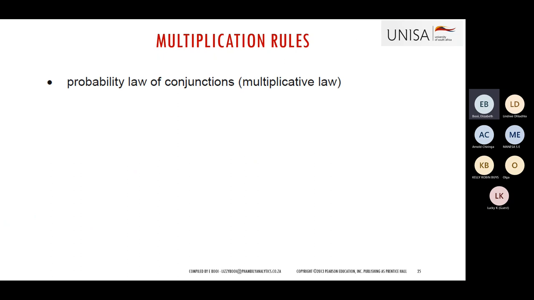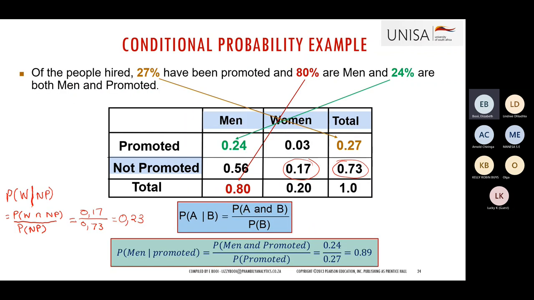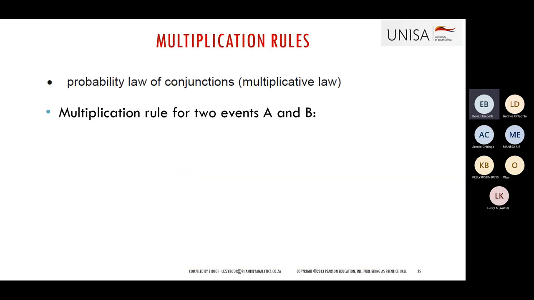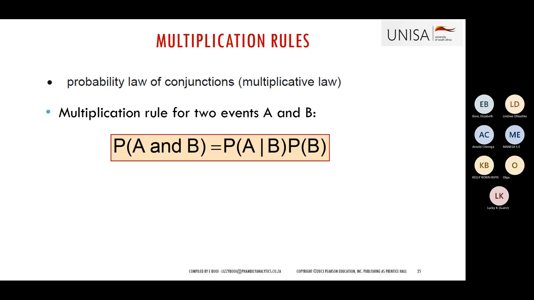Then we also have what we call the multiplication rule. The multiplication rule for two events, A and B. Remember the previous one when we dealt with the addition rule, it says the probability of A or B, right? Now, because we have introduced conditional probabilities, let's go back to that. Remember the formula for the conditional probabilities. That is the formula we can use to calculate the multiplication rule, because with conditional probability, we can calculate the probability of A and B.